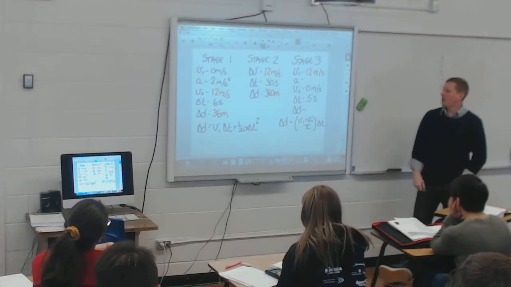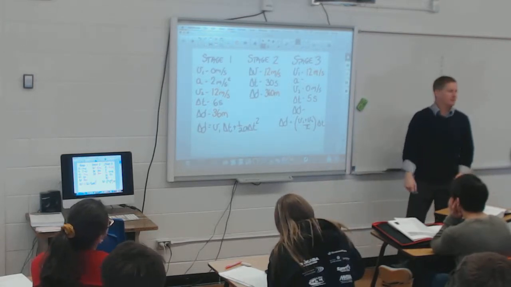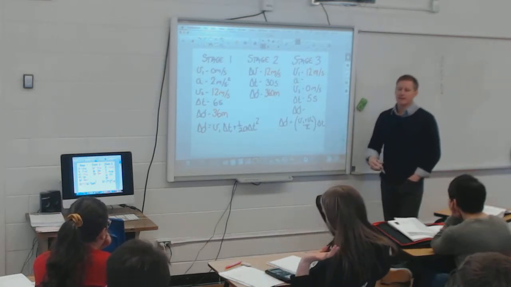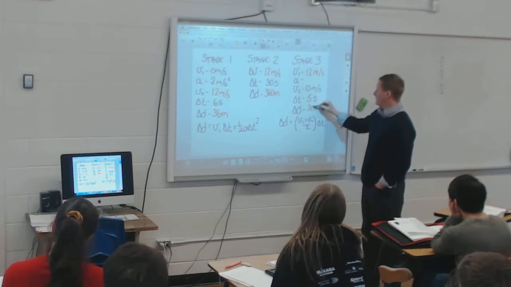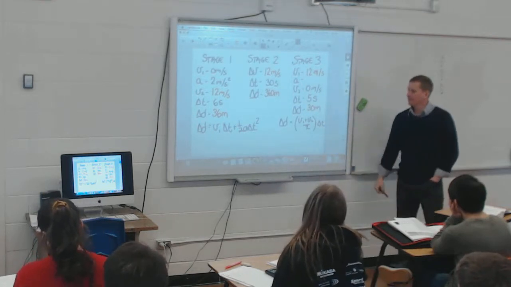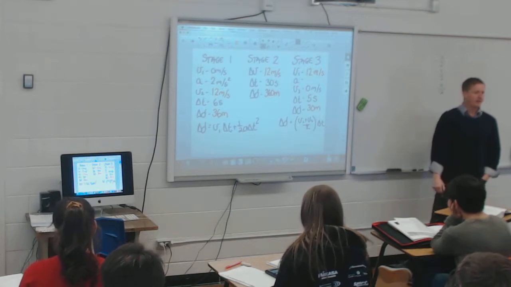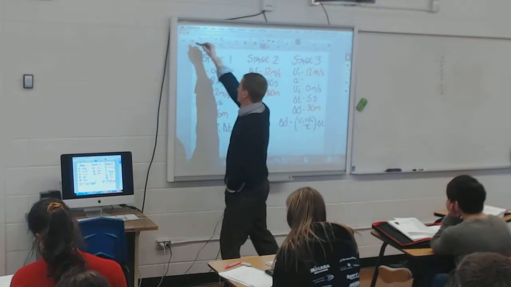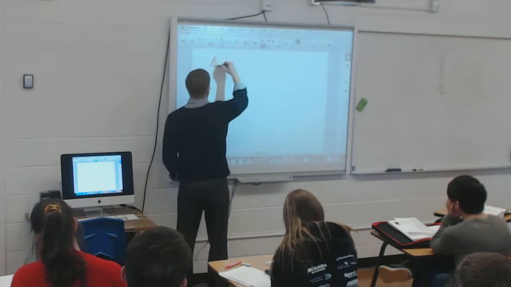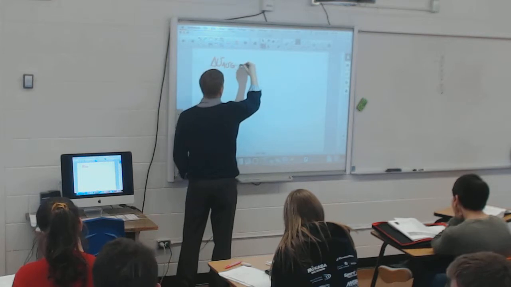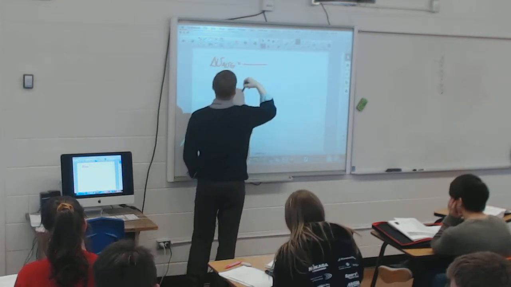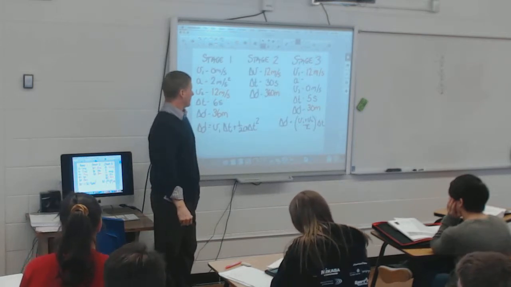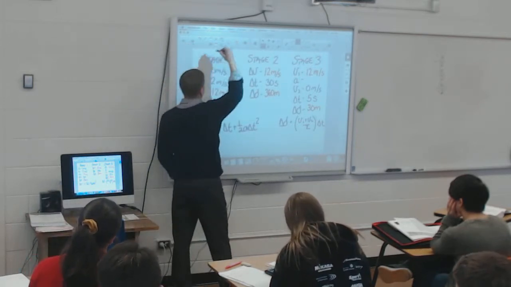V1 is 12, V2 is 0, 12 plus 0 is 12, 12 divided by 2 is 6, 6 times 5 seconds is 30 meters. Okay? Now to get my average velocity. Velocity average: my total displacement over my total time. What's my total displacement? 426 meters.